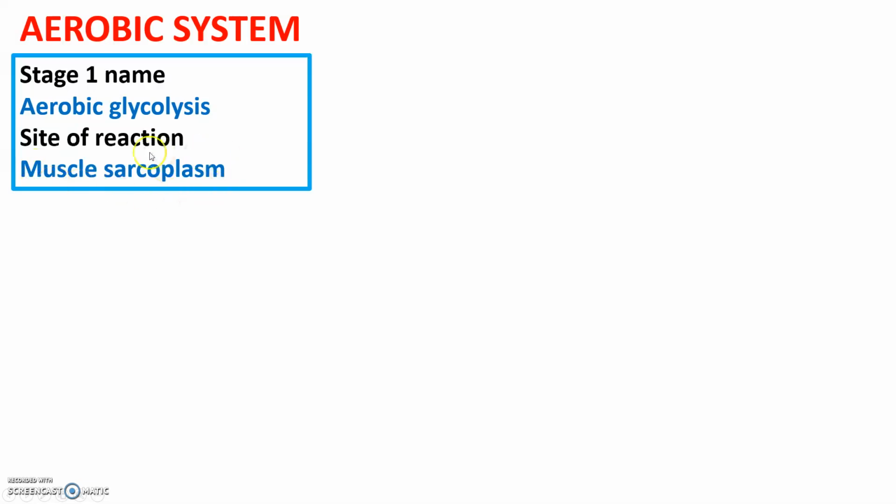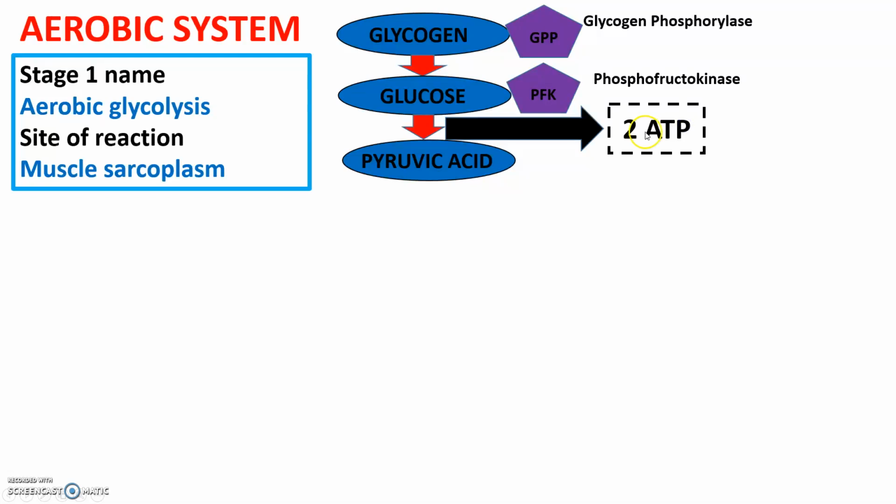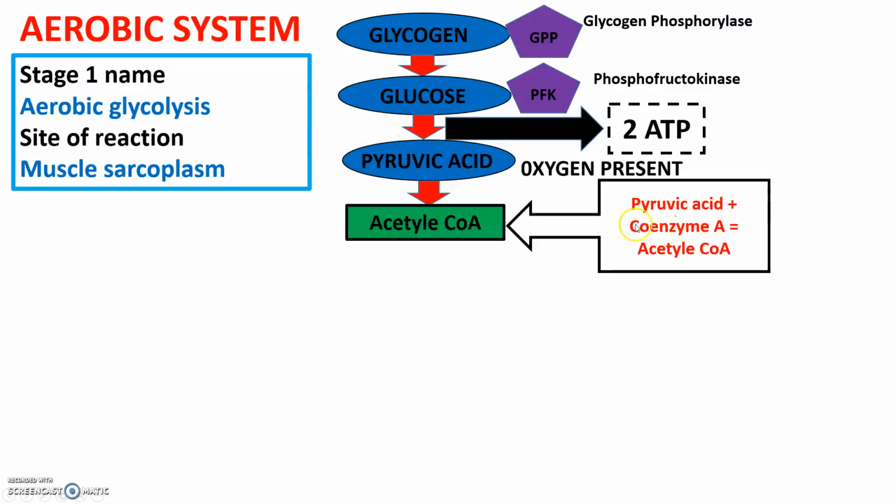Important, this takes place in the muscle sarcoplasm. So we start with glycogen, and that's broken down by GPP into glucose, and glucose is broken down by PFK to create 2 ATP, and then we are left with pyruvic acid. If this was anaerobic glycolysis, we'd then get lactic acid produced, wouldn't we? However, there is sufficient oxygen available now, so this pyruvic acid is no longer converting to lactic acid. It goes through a link reaction catalyzed by coenzyme A, which produces acetyl-CoA. So with oxygen present, pyruvic acid joins with coenzyme A to make acetyl-CoA, which is this step here.